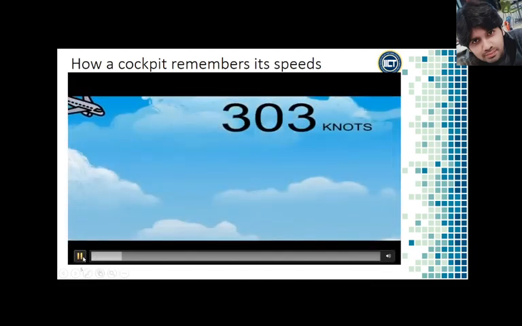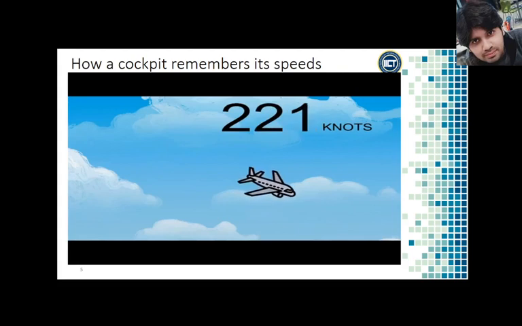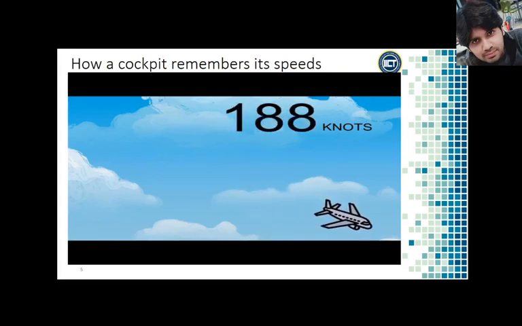So when a plane is descending for landing, there are a number of different changes the pilots need to make to the wing configurations. These changes are made at different speeds during the descent. When the plane slows down to a certain speed, it demands a certain change to the wing configuration. The speeds at which these configuration changes must happen differ based on a number of different variables. So for every flight, there is a unique set of speeds that must be remembered. That's why the title of this paper is How a Cockpit Remembers Its Speeds.